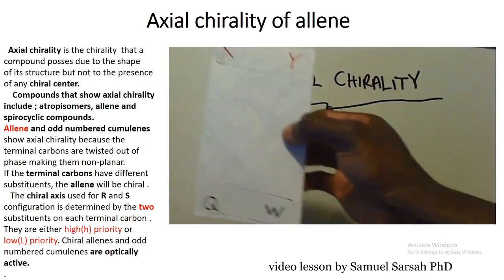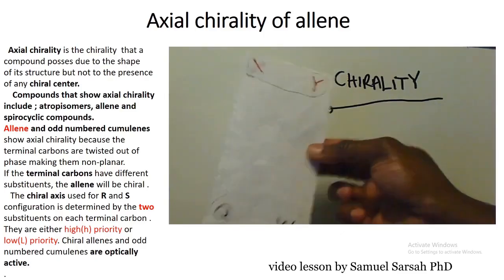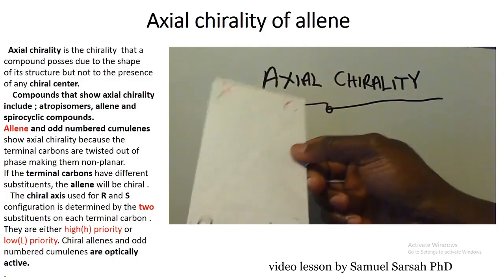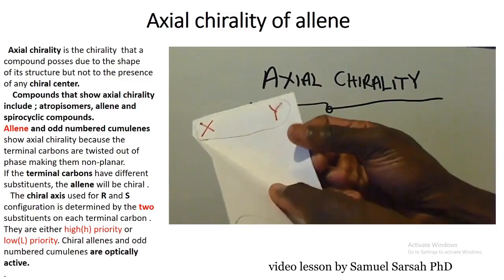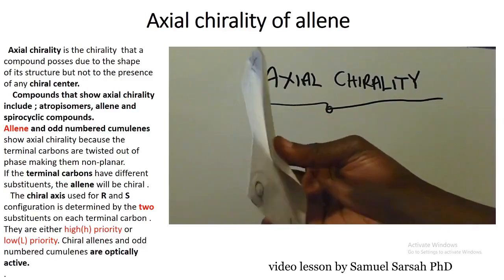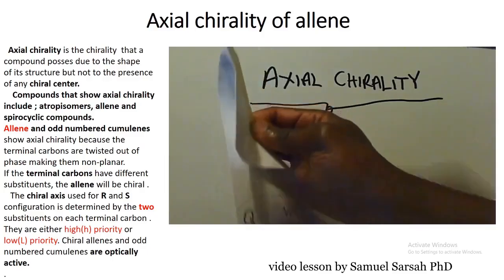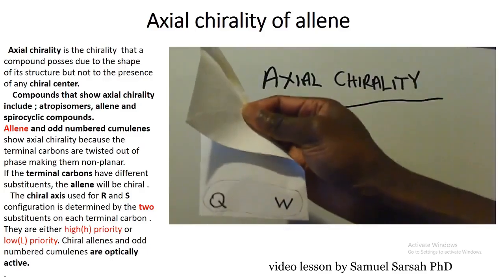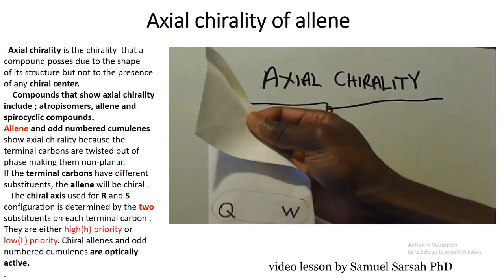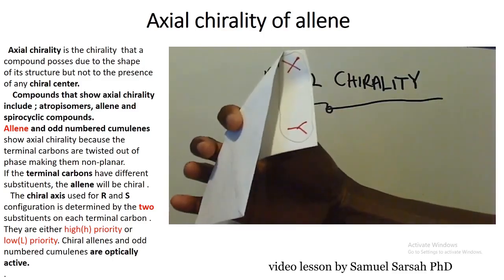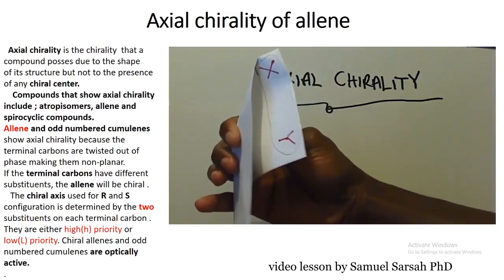So every molecule that is planar cannot be chiral. However, if something happens to this and then it's twisted slightly like this, for instance, we will have a situation where the Q and W and X and Y are not showing up at the same time. At one point you see Q and W, but you will not see X and Y. See X and Y, you cannot see Q and W at the same time or in the same phase.